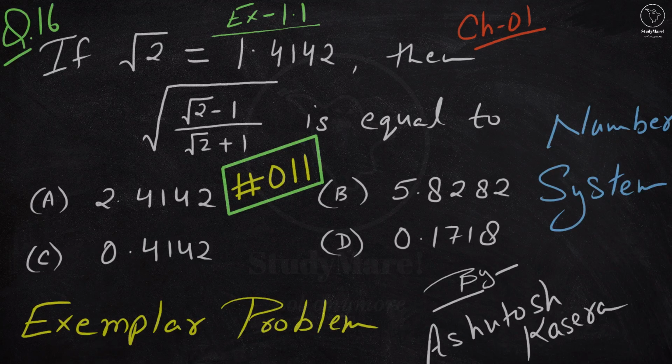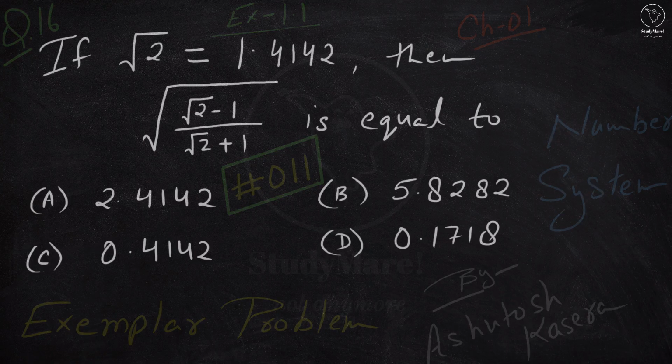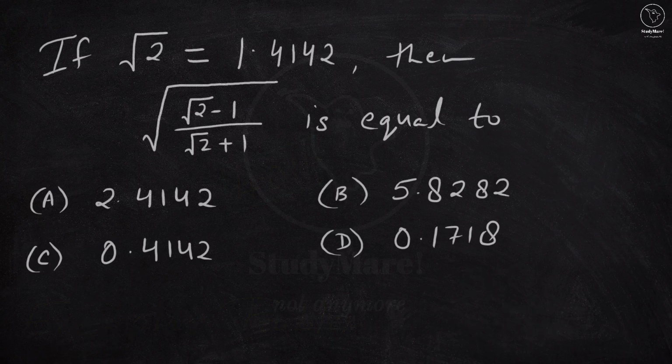If root 2 is equal to 1.4142, then the square root of (root 2 minus 1) upon (root 2 plus 1) is equal to A. 2.4142, B. 5.8282, C. 0.4142, or D. 0.1718. So you see, we have roots and we have decimals.